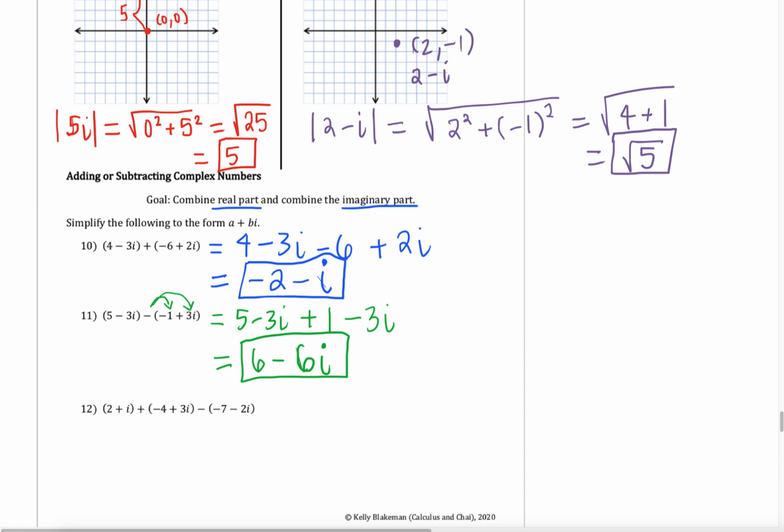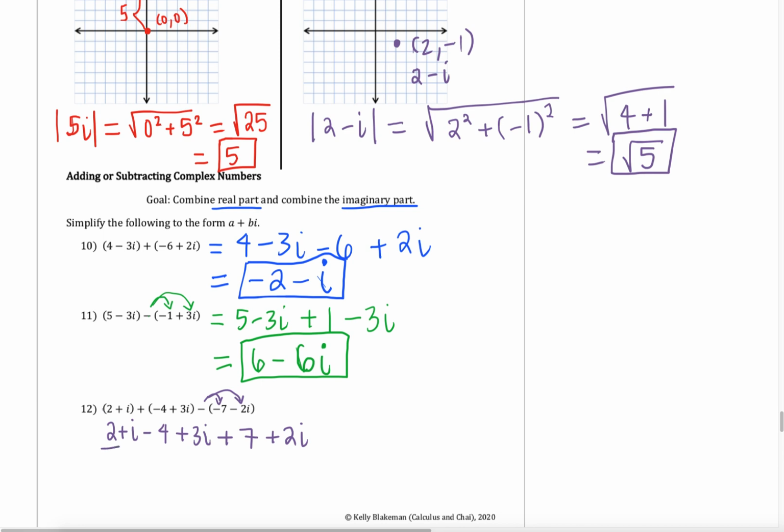So for example 12, I can drop any parentheses around terms that just have positive signs in front of them. So I end up with 2 plus i minus 4 plus 3i. But then with this subtraction sign here, I just need to make sure I distribute, and I get +7 plus 2i then. Now from here, I want to combine all the real parts.